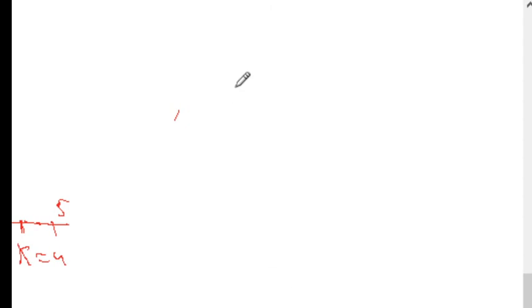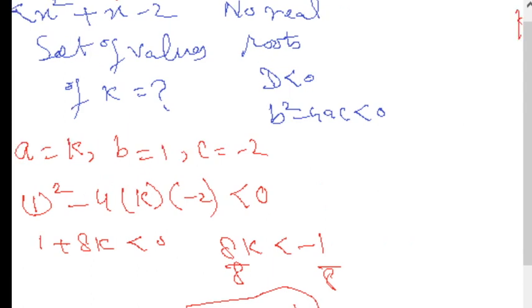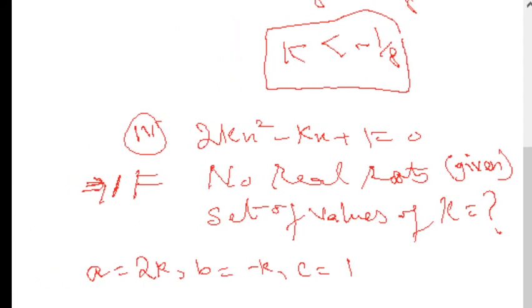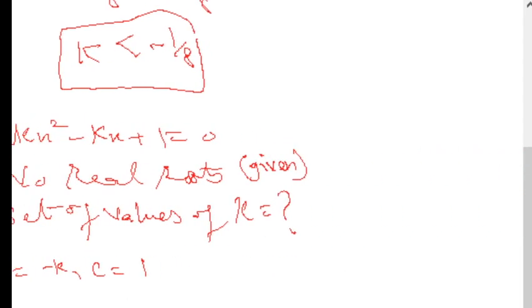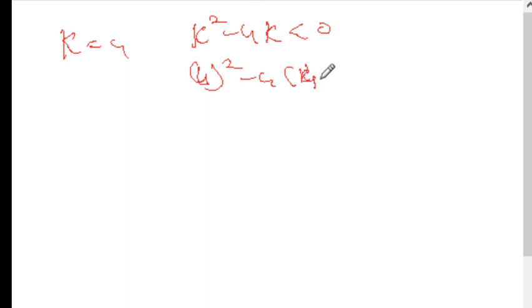What if I take k is equal to 4? If I take k is equal to 4, it will also give me a wrong answer. It will give me a false result. k square minus 4k, the result should be less than 0. So 4 square minus 4 into 4 is 0, and 0 less than 0 is false.